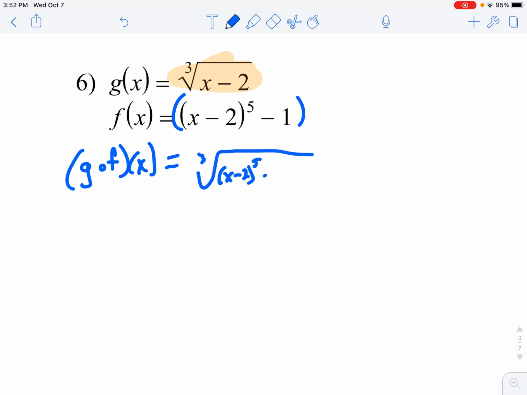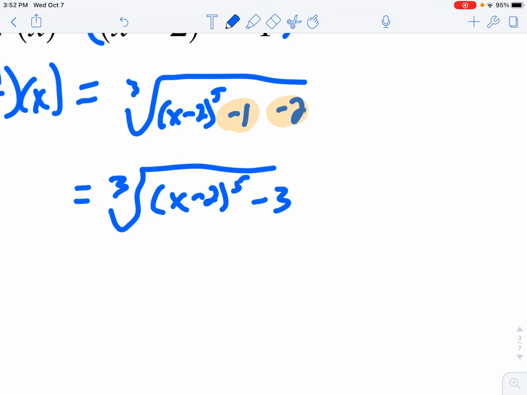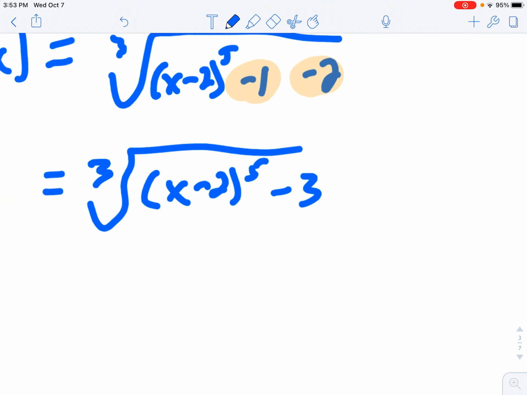And I didn't give myself enough room. And now I need to simplify this. Well, okay, I can simplify that, and I get the cube root of x minus 2, what am I doing? X minus 2 to the 5th power minus 3. Okay. There's nothing there to cancel out that minus 3.